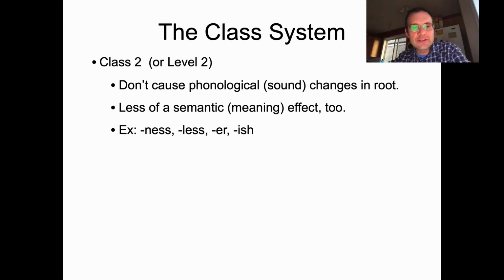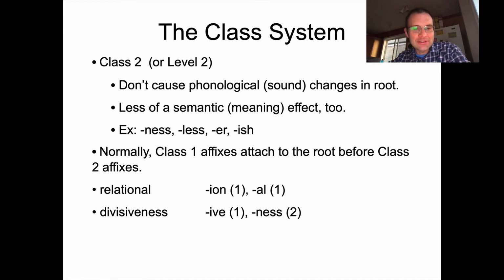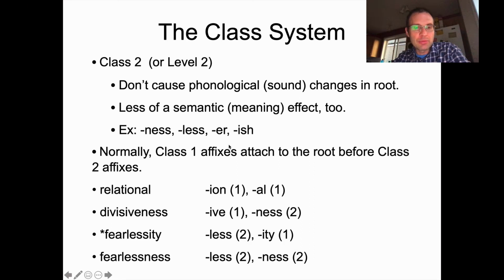Class 2 suffixes or derivational affixes are less likely to create any phonological changes in the root, any sound changes in the root, and they have less of a semantic effect on everything as well. So I'll give you some examples here: ness, less, again, and ish. As I walk through them, I'll point out that normally class 1 affixes are going to attach to the root before class 2 affixes, so they're more tightly bound to the root form, which is why they get preference in this classification scheme over class 2 affixes. So class 1 affixes are closer to the root form than class 2.